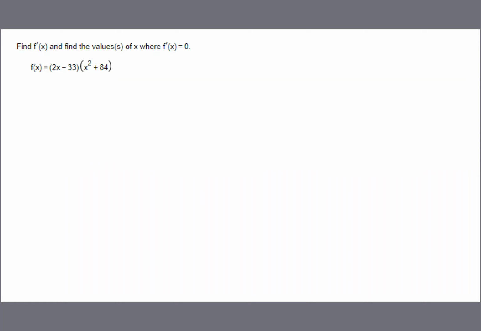Find f prime of x and the values of x where f prime of x is 0. Okay, so we have a product here. Let's have g of x and h of x. Let's review the product rule. f prime of x equals g prime of x times h of x, plus g of x times h prime of x.